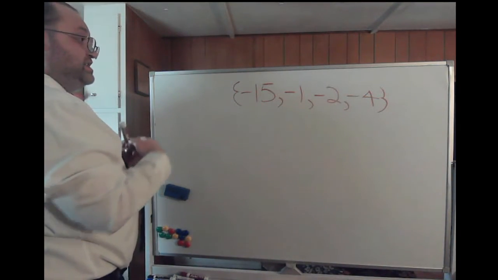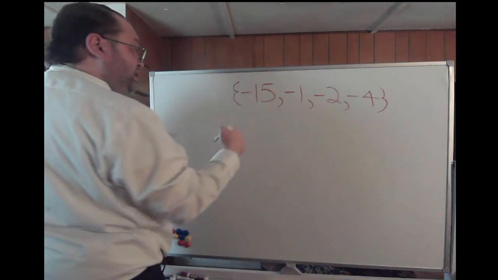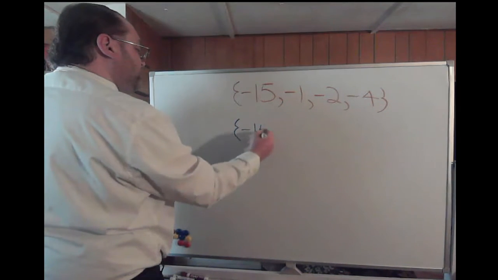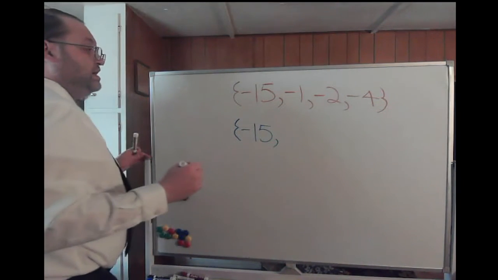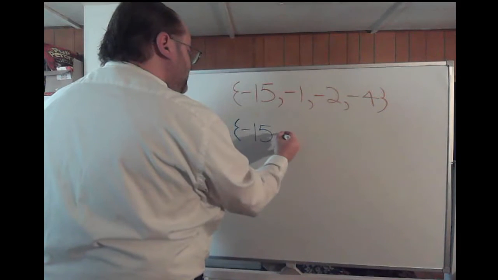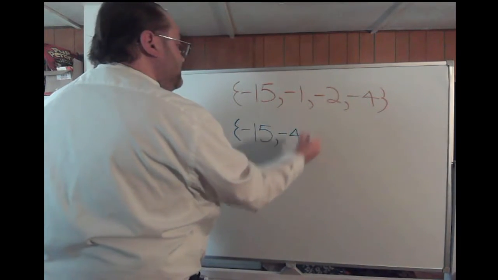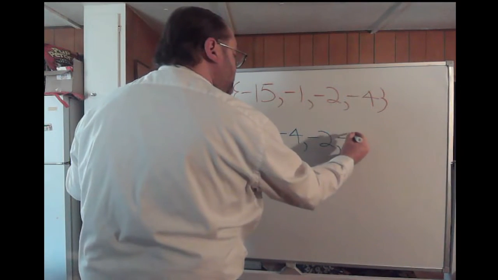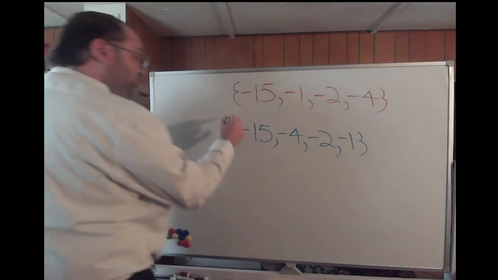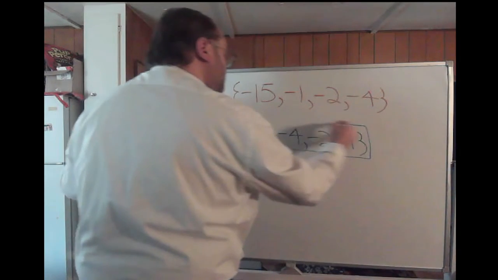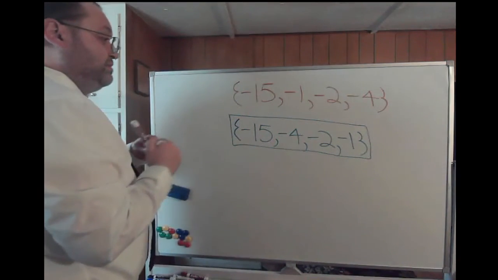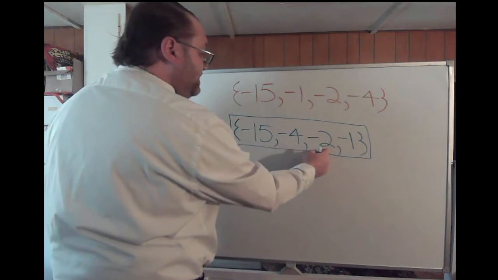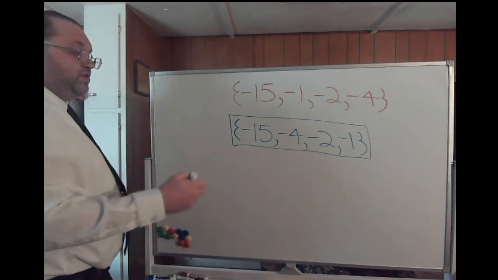Well, the smallest number, since we're dealing with all negatives, would be negative 15. You get negative 15 first. And then your next smallest would be negative 4. Then it would be negative 2. Then your greatest in this would be negative 1. Because when it's negative, you work backwards with negative numbers. So smallest is negative 15, then negative 4, then negative 2, then negative 1 for your greatest.